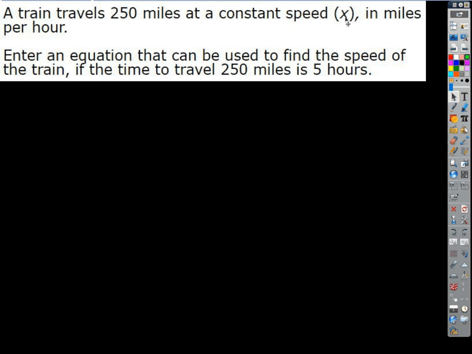So what are they telling us? A train travels 250 miles. How would you describe that quantity? A length or a distance, right? So we'll call that d for distance, at a constant speed x, in miles per hour. We want an equation that can be used to find the speed of the train if the time to travel 250 miles is 5 hours. So 5 hours is t, 250 miles is d, and the speed is just the rate, right?